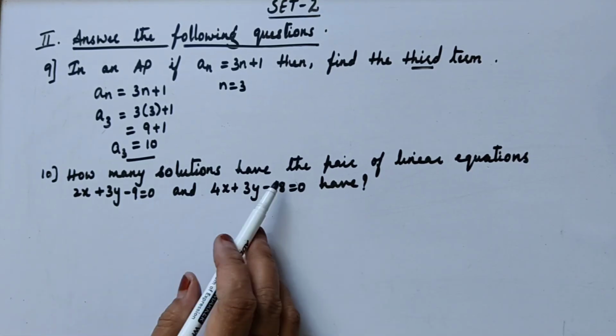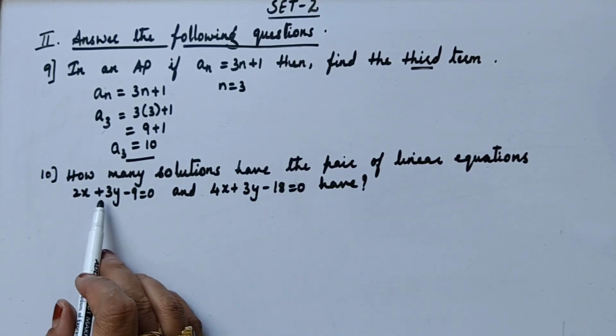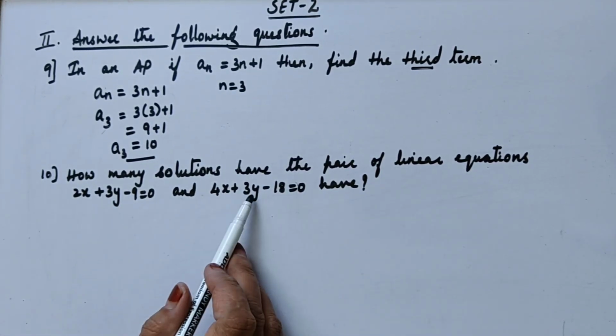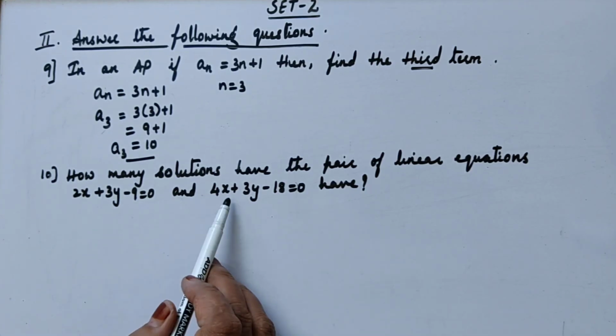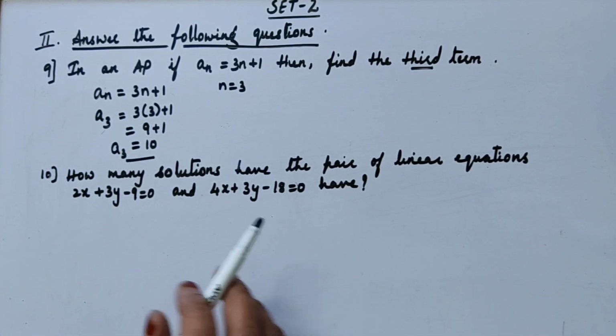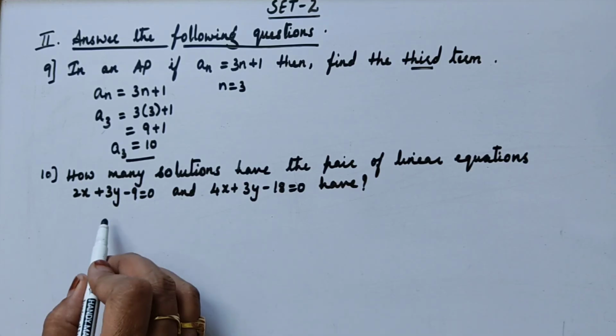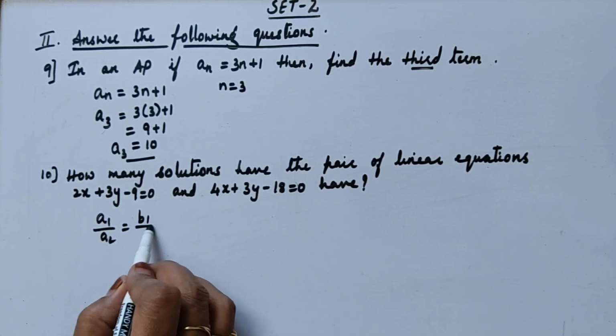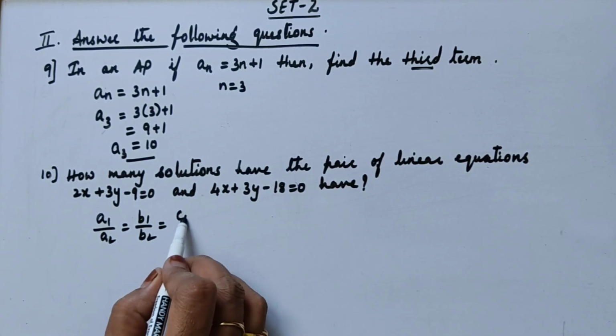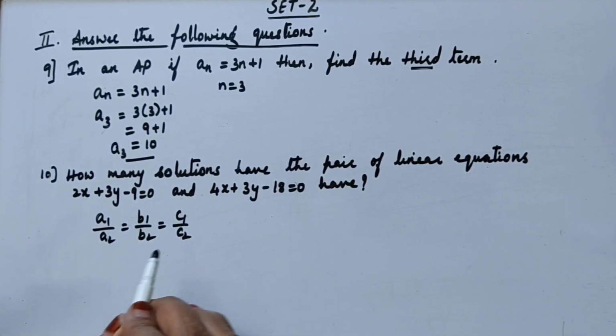How many solutions does the pair of linear equations have? This is a pair of linear equations we have got. We need to find out the number of solutions by just seeing these linear equations. Before that, we need to find out a1 by a2 equals b1 by b2 equals c1 by c2. Okay, let us check.